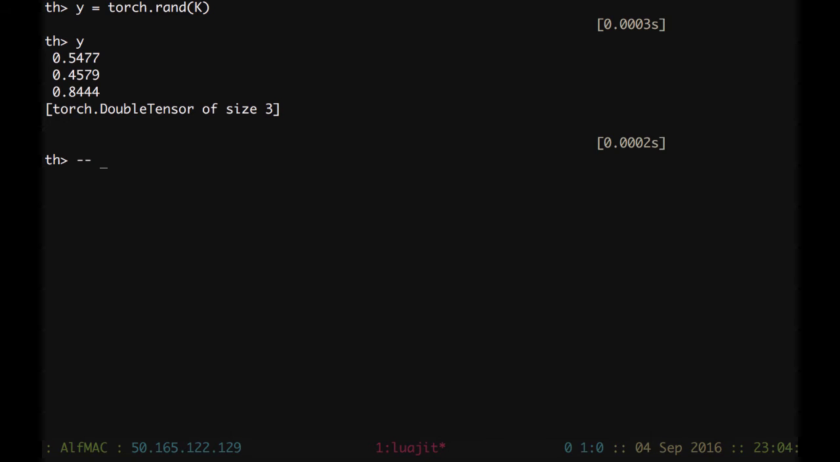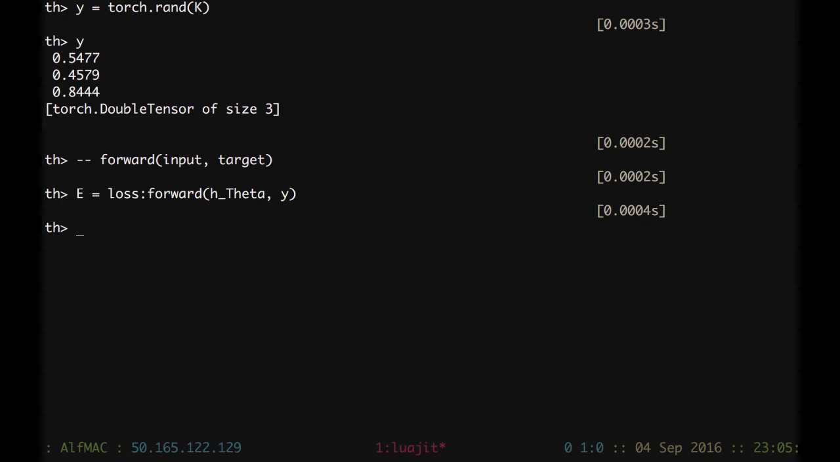Let's see the API of the loss function, the criterion. Basically, if we write forward, we are going to need an input, and then we need our target or label. So we can do E, the error for this specific sample, the only sample we have here. It's going to be equal to loss.forward, to which we send the output of the network, which was called h subscript theta, capital Theta, and the targets or label y. And here we have E, which is 0.35.